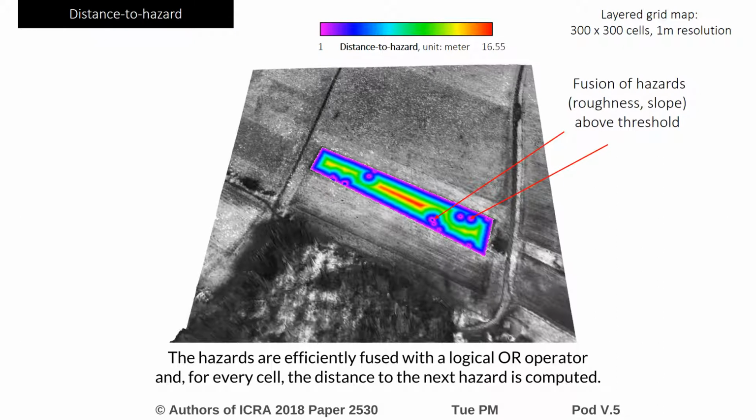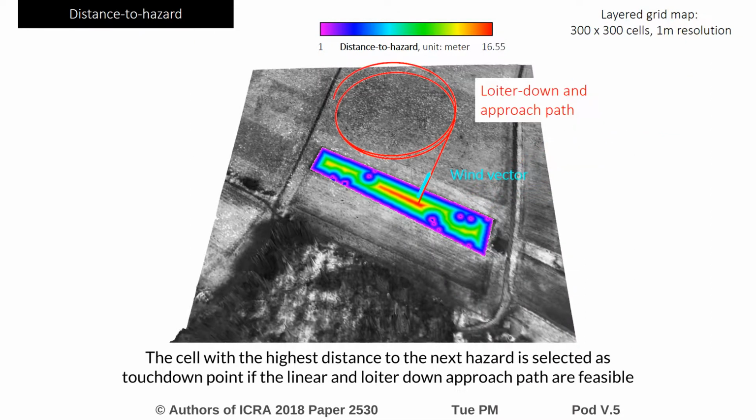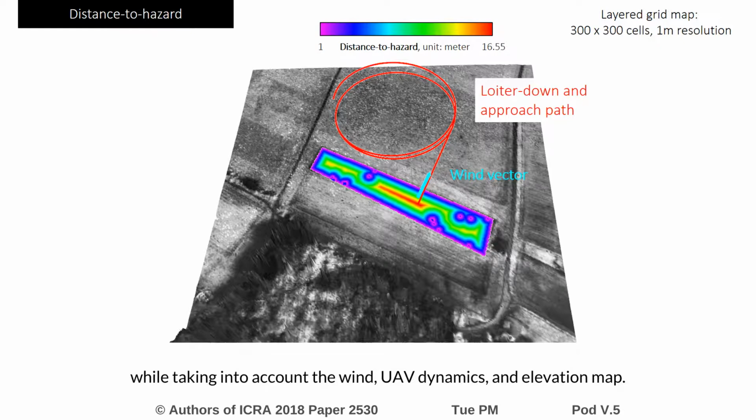The hazards are efficiently fused with a logical OR operator, and for every cell, the distance to the next hazard is computed. The cell with the highest distance to the next hazard is selected as touchdown point if the linear and loiter down approach path are feasible while taking into account the wind, UAV dynamics and elevation map.